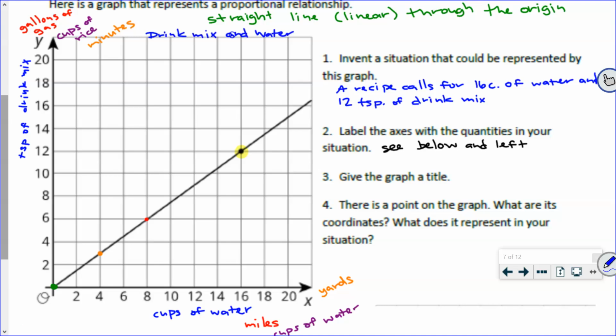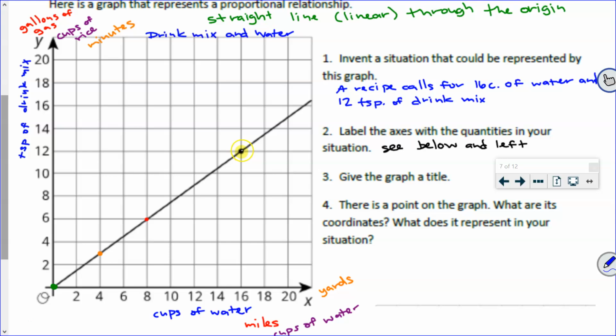For Sam's situation, he might title his miles per gallon or gallons per mile. For Fitz, he might title it something like walking home, because his situation dealt with walking home in yards and minutes. So give your graph a title. Your graph title will probably be different than what we've got going on here. And again, it says there is a point on the graph.